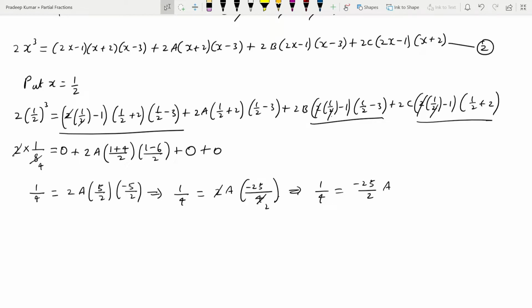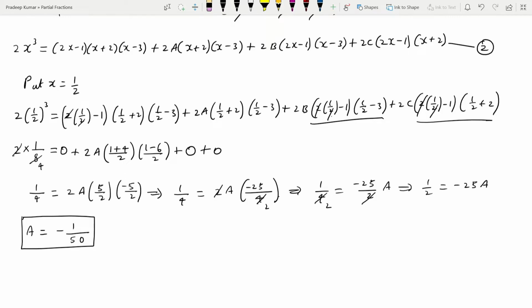Okay, so let's cross multiply and see what we get. This is 2 ones are 2, 2 twos are 4, so we remain with 1 by 2 is equal to minus 25a. Sending this 25 to this side, we get a is equal to minus 1 by 50. So this is the a value. Alright, the a value is obtained.